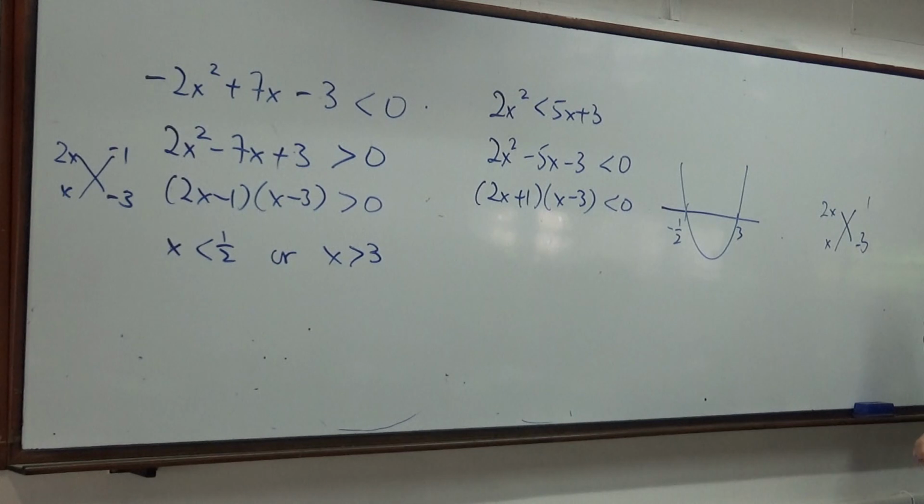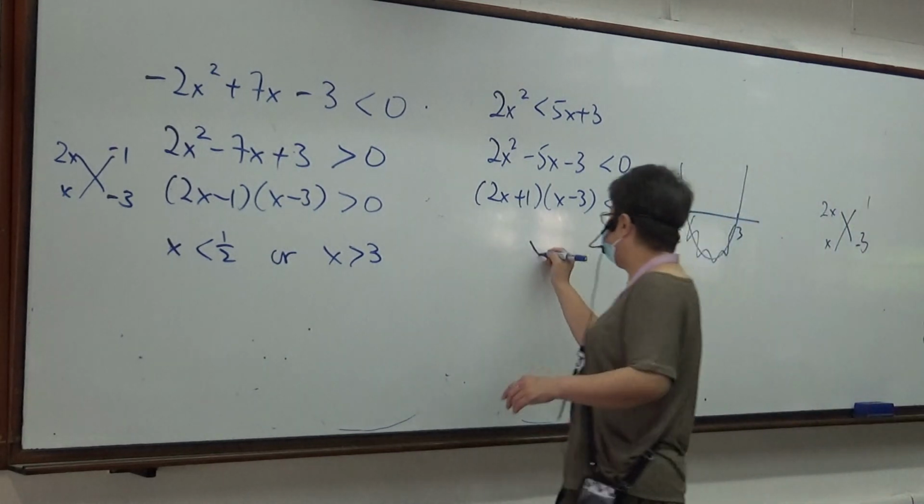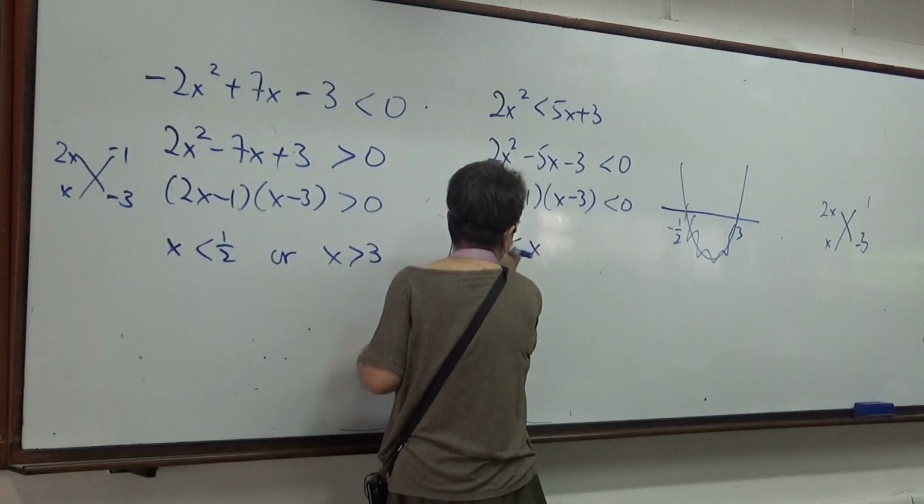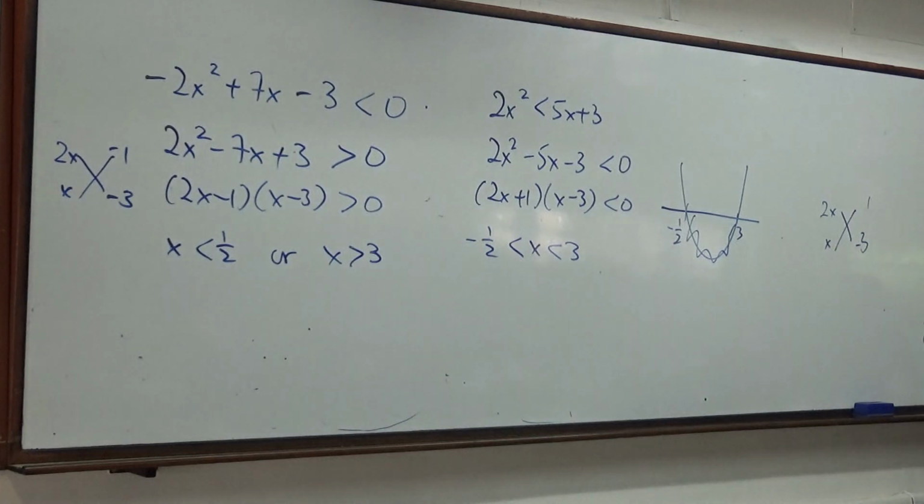Now is it bigger or smaller? The question says what? Smaller. So it is this part here, right? So x will be between negative half and 3. Alright, that will be my solution. Everybody clear? But I have not finished the question yet.